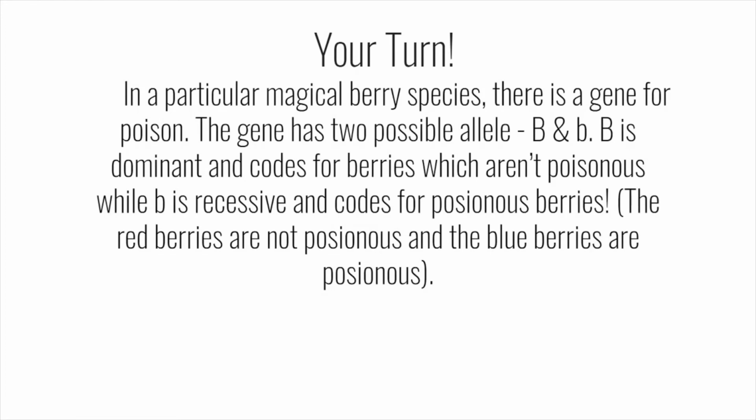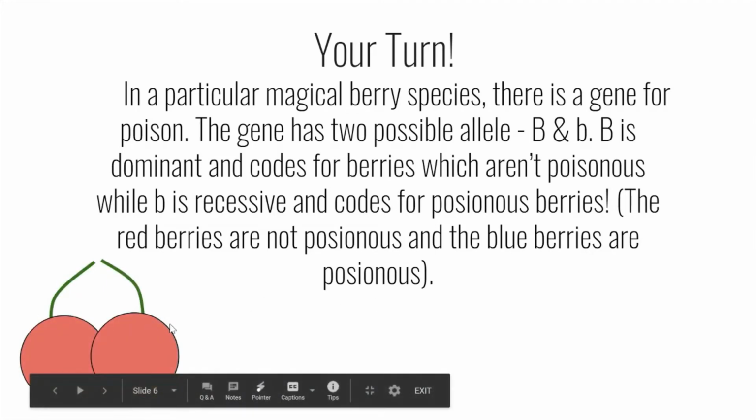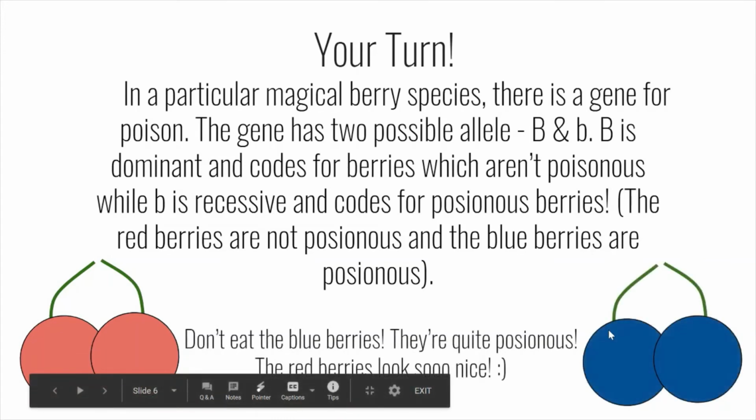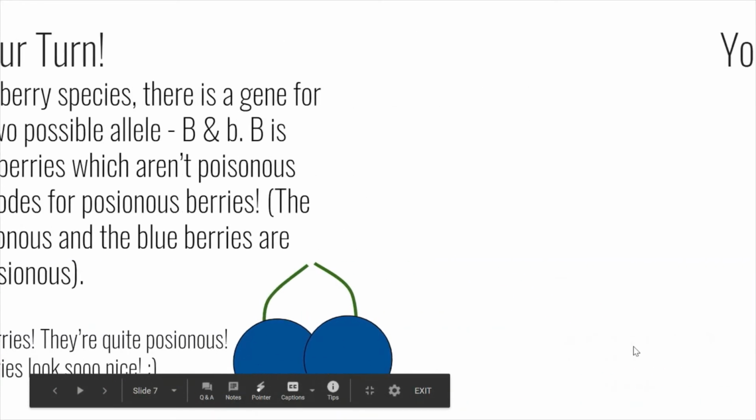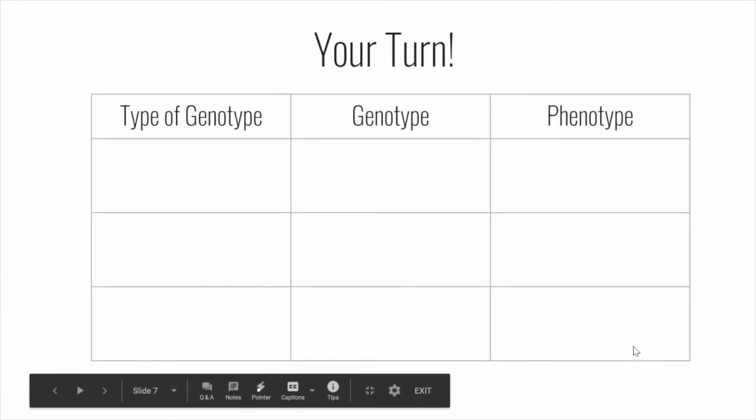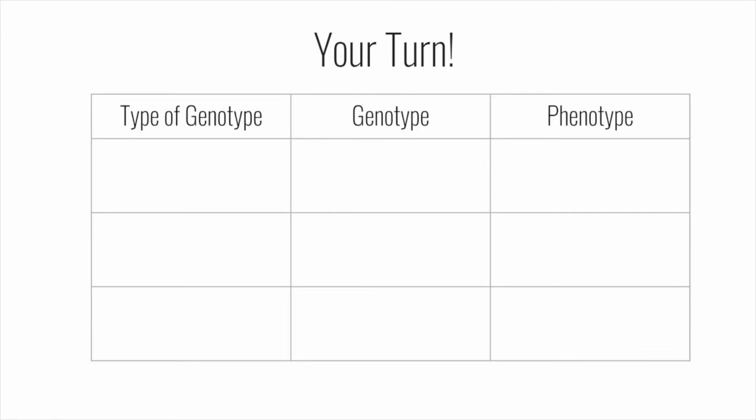Your turn. Let's say that there is a magical berry species and there are two possible alleles for a gene, big B and little b. Big B is dominant and codes for berries which aren't poisonous, so red berries, and little b is recessive and codes for poisonous berries, blueberries. Go ahead and pause this video and fill in this table.